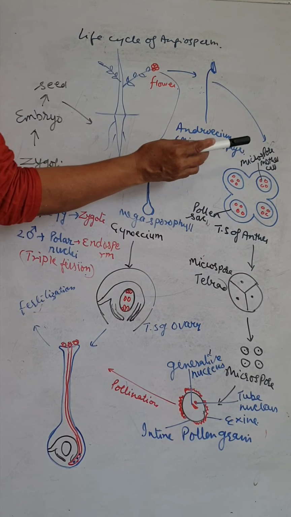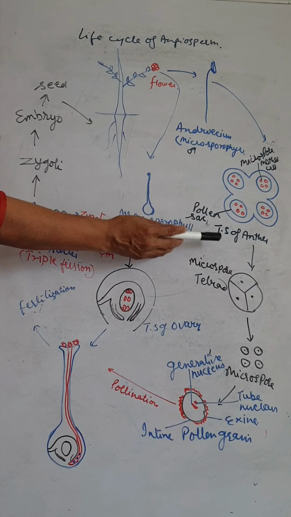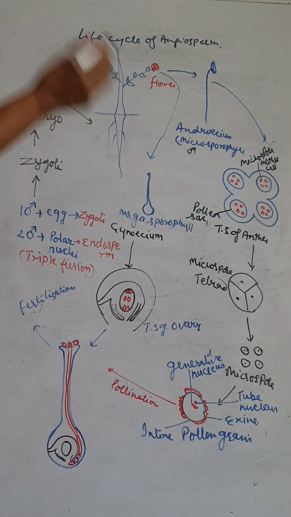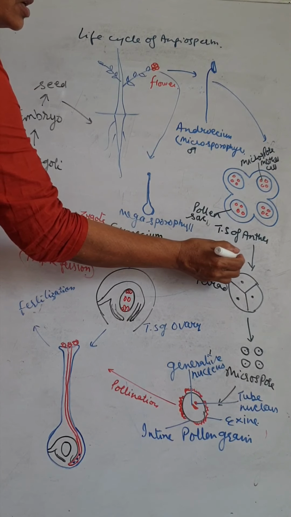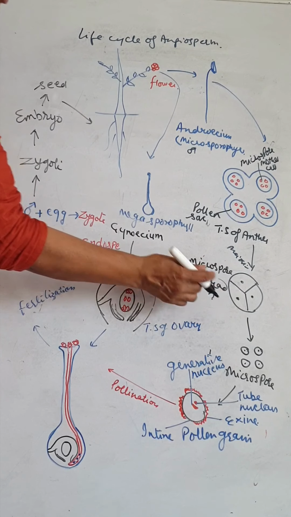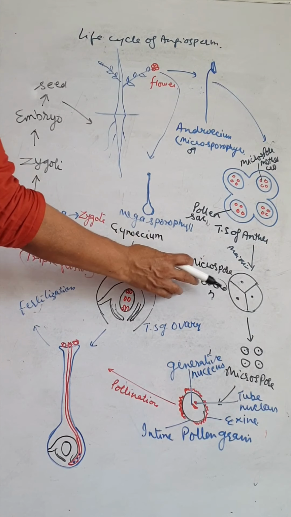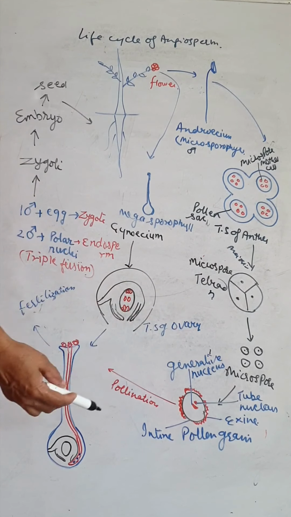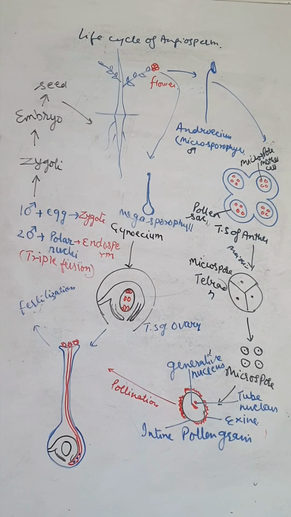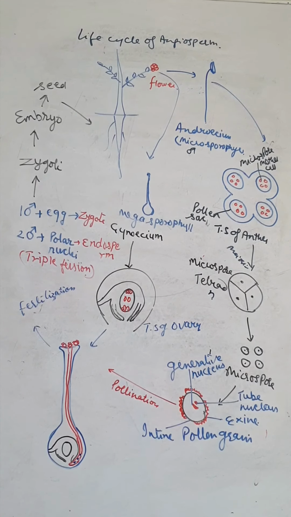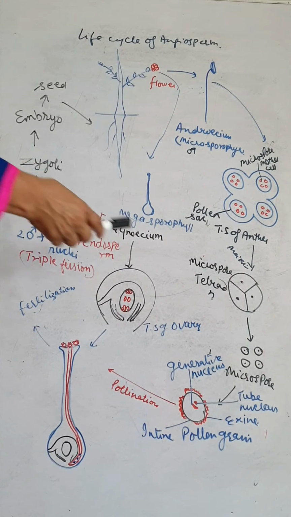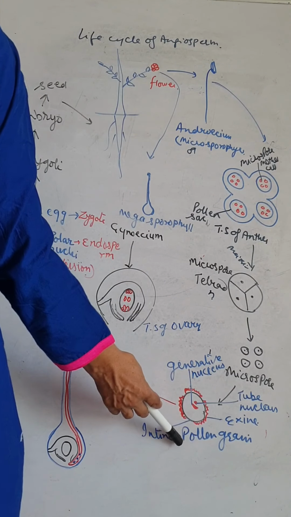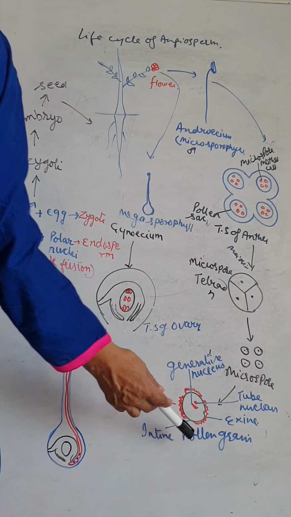The microspore mother cell undergoes meiosis and produces the microspore tetrad. After meiosis, the haploid four microspores are produced. They are joined, fused, but later they separate. So these are the microspores. When they are released, they are haploid structures. This is the structure of one pollen grain. The microspore converts into a pollen grain.